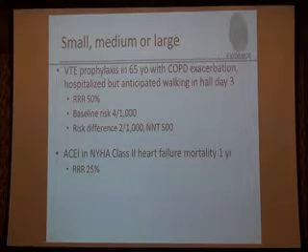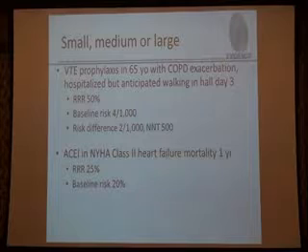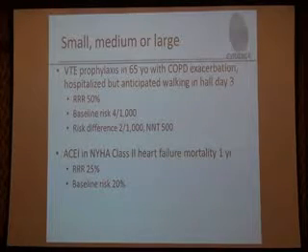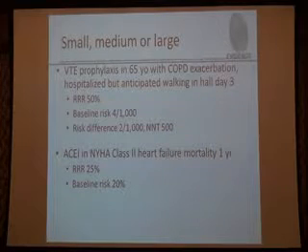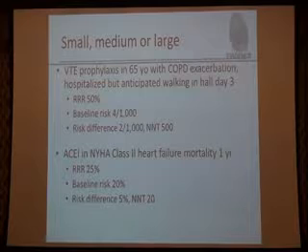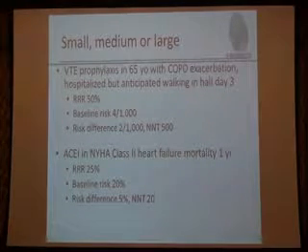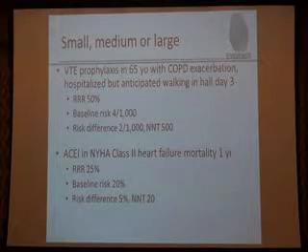Now, the mortality rate in that class of risk is 20%. So 20 of 100 patients like those, or 1 in 5, will die at 1 year. So even if you cut down by 25%, the risk difference is 5. And for every 20 patients you treat, you save 1 life.